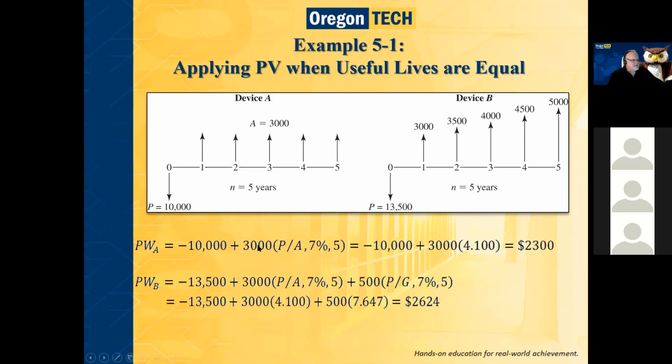Okay, so you take your $10,000 outflow, $3,000 you're getting, present value of an annuity from the 7% page, 5 years. Get your factor, gives you $2,300. Cool.